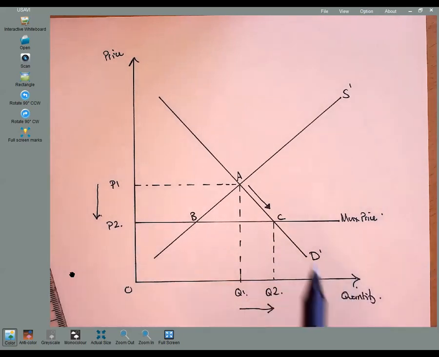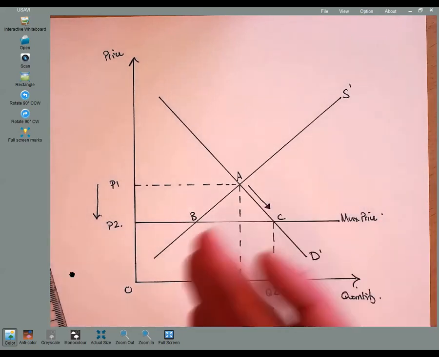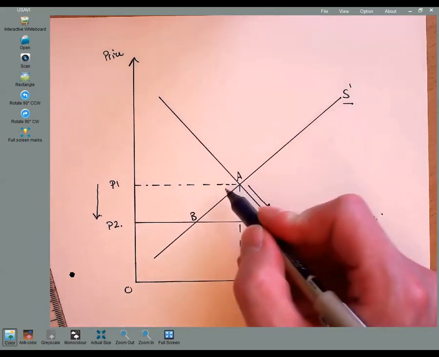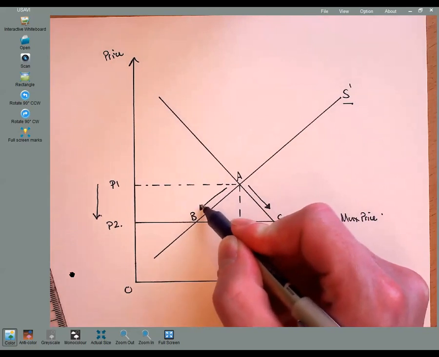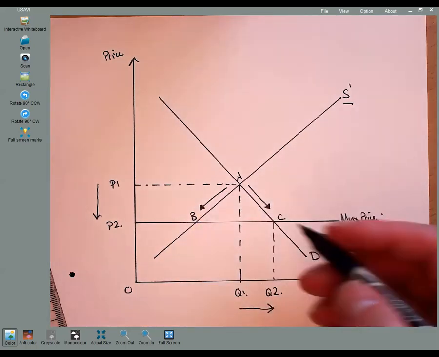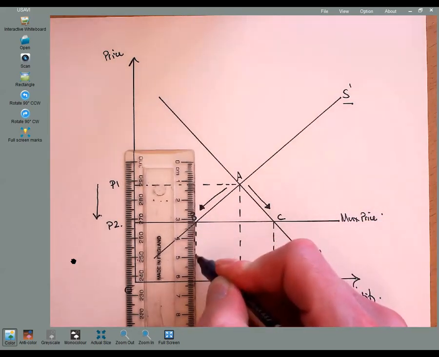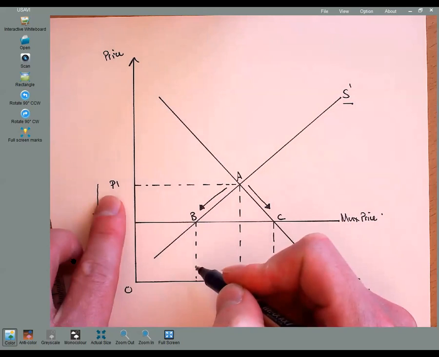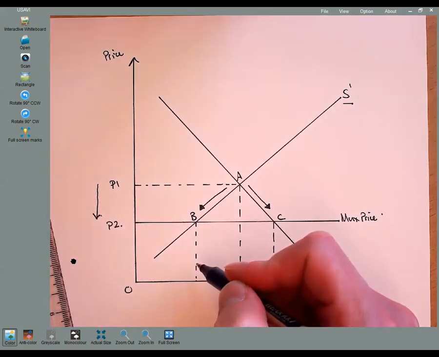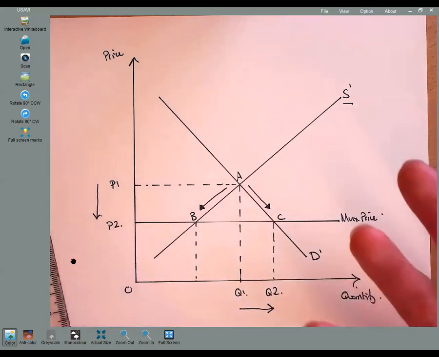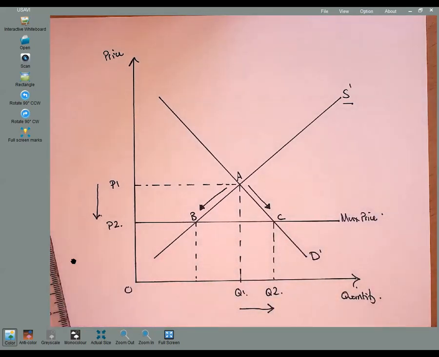However, the flip side of this is we now need to look at the other economic agent, which in this case is the supplier, the firm. They experience a contraction in the supply of the good. The reason for that is because the good now is no longer as profitable to produce as it would have been if the price was still at P1. The firm cannot sell any higher than P2. So therefore, they have to look at their costings. They have to look at how much they can produce and how much they can sell that good for to make sure that they meet those government guidelines.